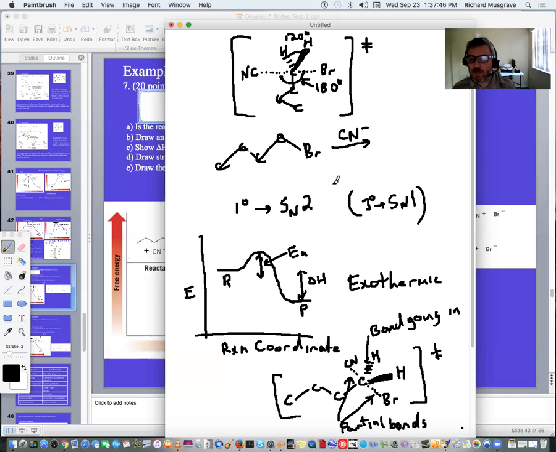Does anybody have any questions about drawing that transition state? Are we able to go through one more? I'll show you. Let's see if we have time. I'll do another example. But let's look at the SN1. See how much time we've got left.